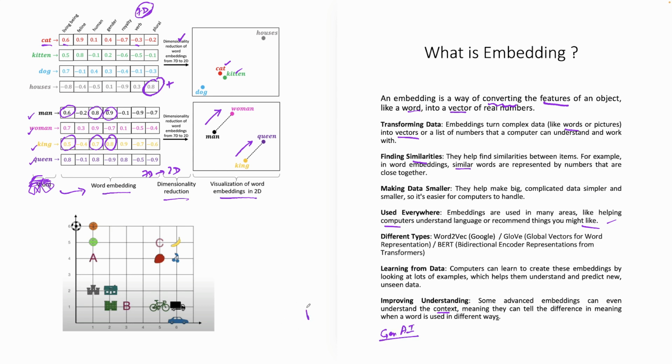Because we learned about bank, right? We said bank of a river and money in the bank. It's the same word but in a different context or with a different meaning. So these advanced embeddings can help understand the context, meaning they can tell the difference in meaning when a word is used in different ways, as in the example I gave you, bank of a river and money in the bank.